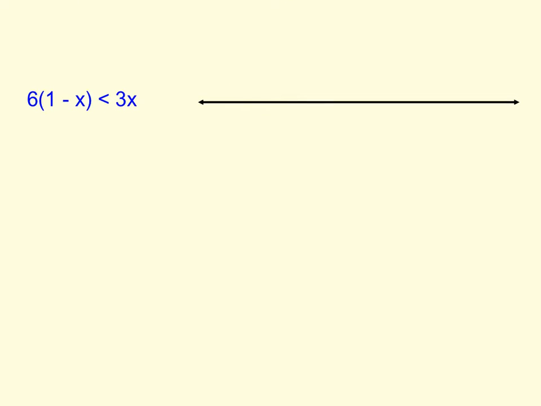Continuing to go through some examples, we see this one has some parentheses, which means we'll have to distribute. We always want to distribute first, so we'll distribute that 6. 6 times 1 is 6. 6 times a negative x is a negative 6x. Carry everything down, is less than 3x.